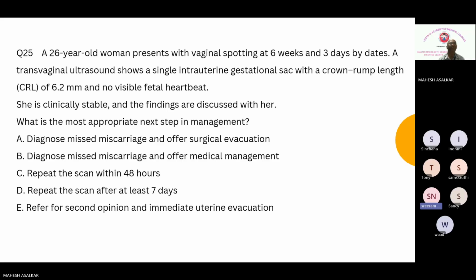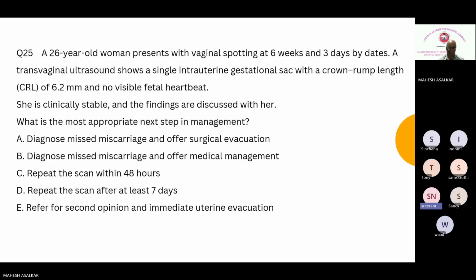Option D is correct. Repeat scan after at least 7 days. Doctor, can you please elaborate the explanation on the CRL and the mean gestational sac diameter? We want to fix this particular thing here, so even if 10 questions are asked, you don't have to go back and read the guideline. Let us clear everything here. If it is less than 7 mm, we should repeat the TVS scan after 1 week.